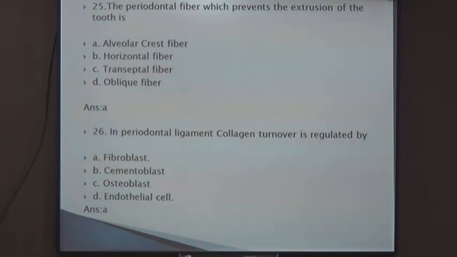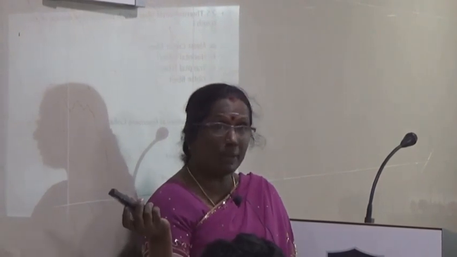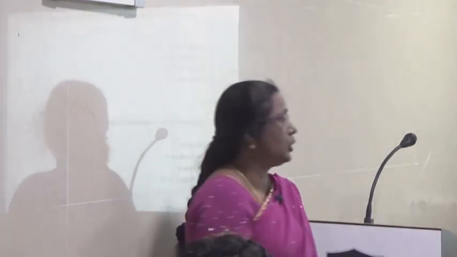So in the periodontal ligament, collagen turnover is regulated by what? Fibroblast. Why does fibroblast regulate the collagen turnover in the periodontal ligament? It's the principal cell, more in amount in the oblique fibers. The principal cell in the periodontal ligament is the fibroblast. That is the one which regulates the collagen turnover.